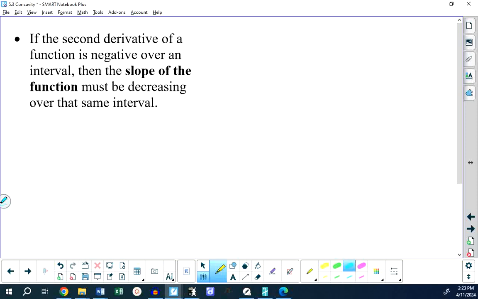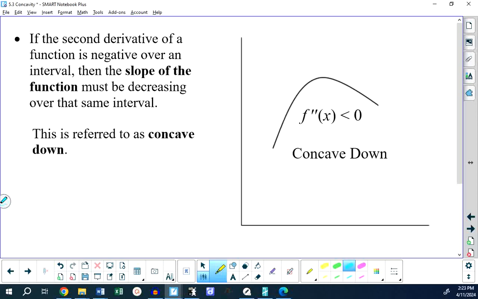The second derivative then is the derivative of the slope. So if the second derivative is negative, the slope is decreasing. And it turns out that's called concave down, and it will look like this. But maybe not a complete umbrella shape, but I hope you catch my drift that it has that curviness to it.